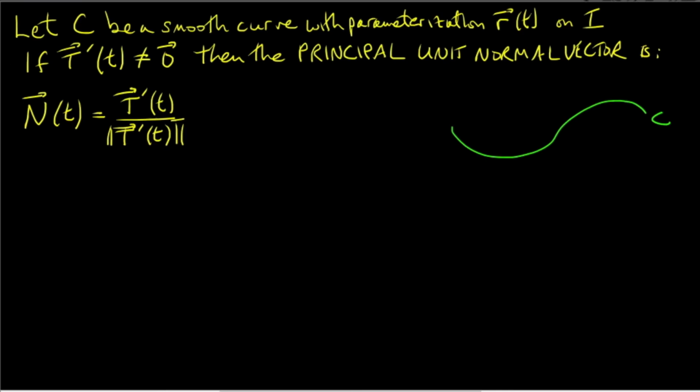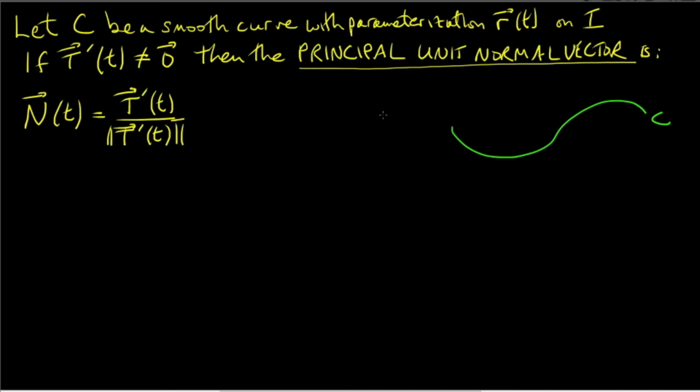Okay, so here's the definition. You have a smooth curve, C, with a parameterization, r of t, on some open interval I. If the derivative of the unit tangent vector is not the 0 vector, then you can define what's called the principal unit normal vector, capital N, as a function of t. It's just going to be the derivative of the unit tangent vector T divided by its norm, to make it a unit vector.